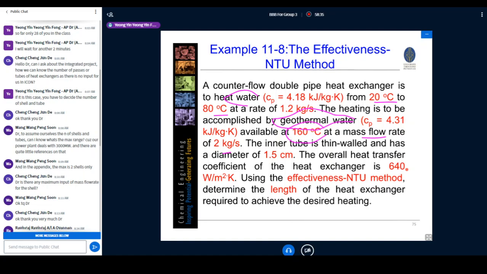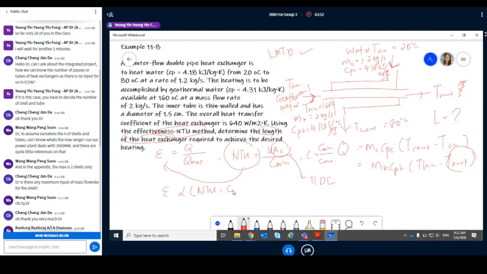Okay? In fact, from this relationship, I need to get the L, isn't it? Whereby As is equal to pi dL. Meaning that I need to get the NTU. How do I calculate the NTU? Of course, I need to know the effectiveness, because the effectiveness is a function of NTU and capacity ratio. When I know the effectiveness, then I will know the NTU. Okay? So this is the connection.